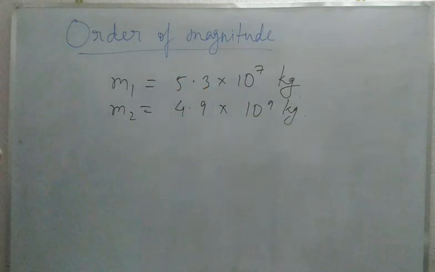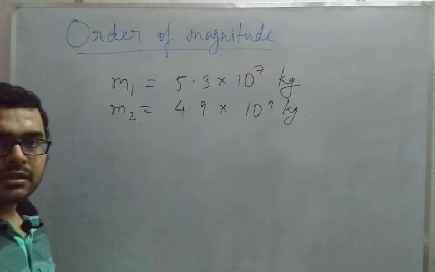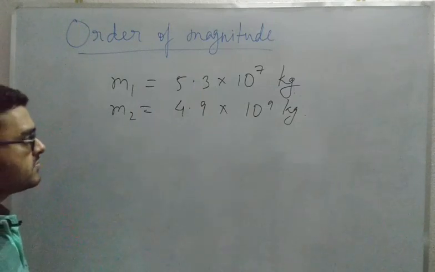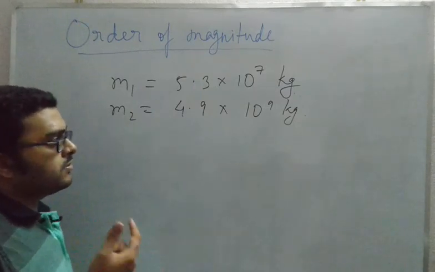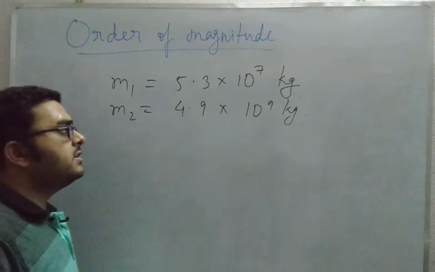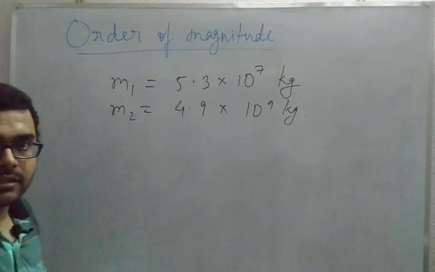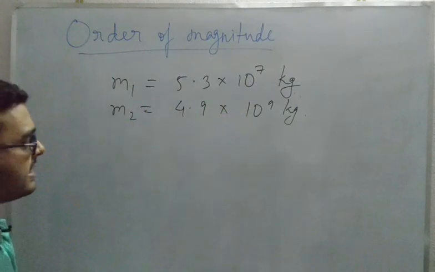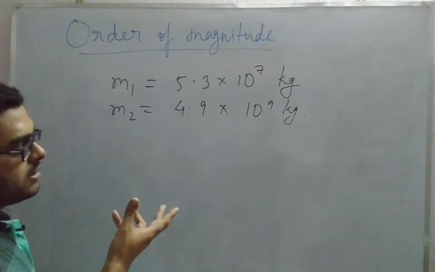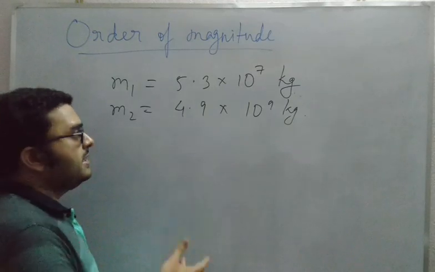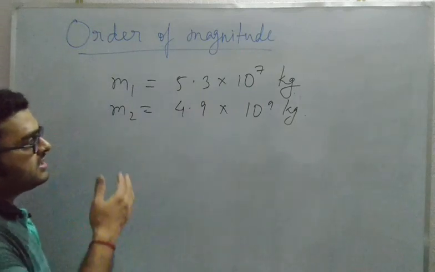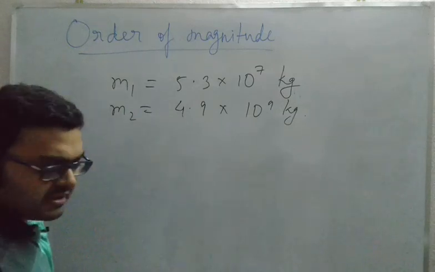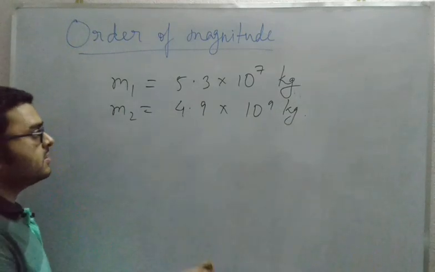Now, what is the order of magnitude? I think a slight idea has been created in your mind about the order of magnitude. So I can say that order of magnitude is actually the power of the 10 present in a physical quantity. Now it is not that easy that you can just take any physical quantity, express it in any way, see the power of the 10, and mention the order of magnitude. No, it is not that way. So let us look at a formal expression of this order of magnitude.